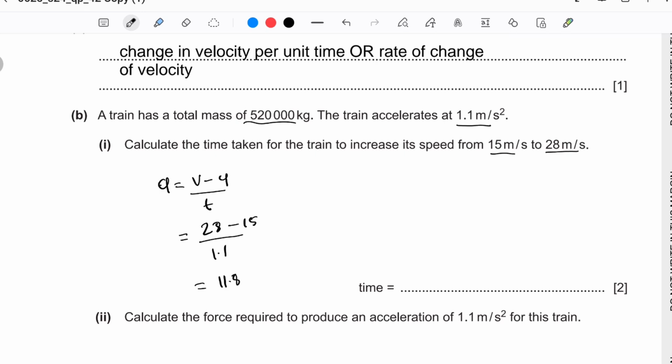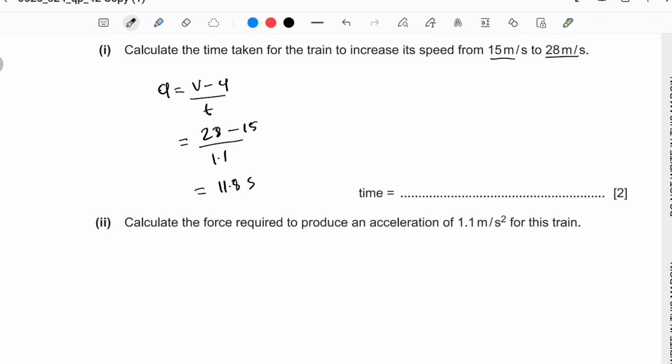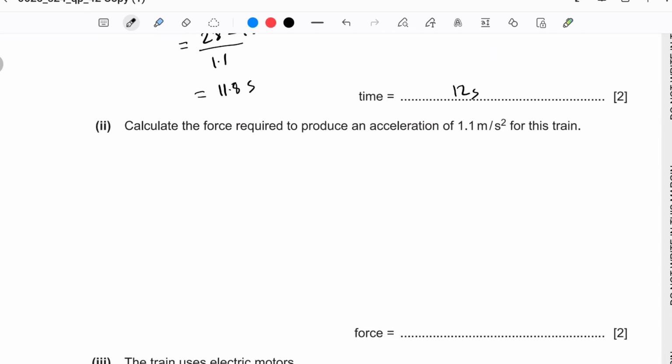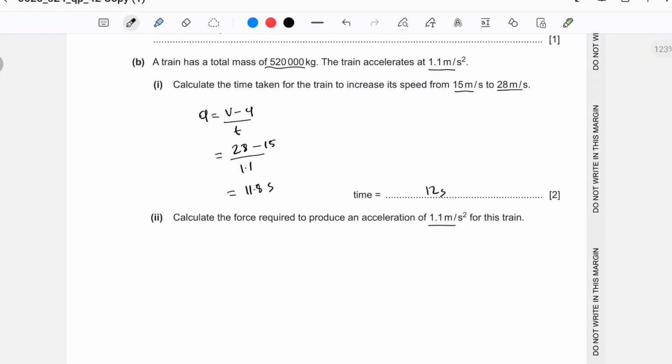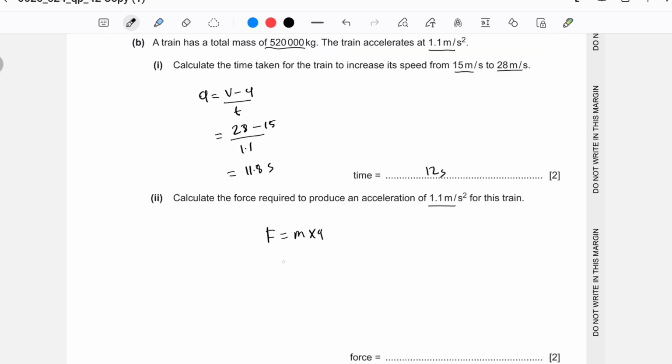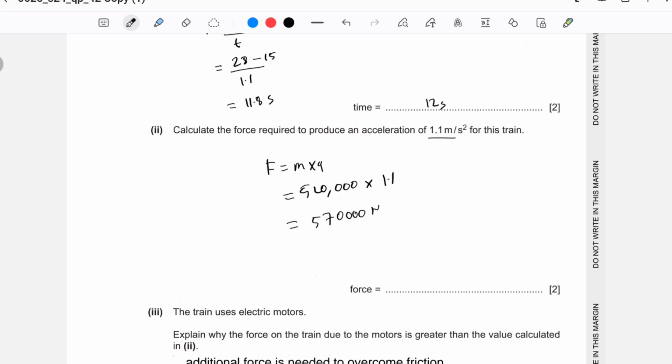That's 11.8 seconds. So we'll round it off to 2 significant figures, 12 seconds. Calculate the force required to produce an acceleration of 1.1 meters per second squared. For this, we are going to use the equation force is equal to mass times acceleration, and the mass is 520,000 kilograms. The acceleration is 1.1. So the force will be 570,000 newtons.